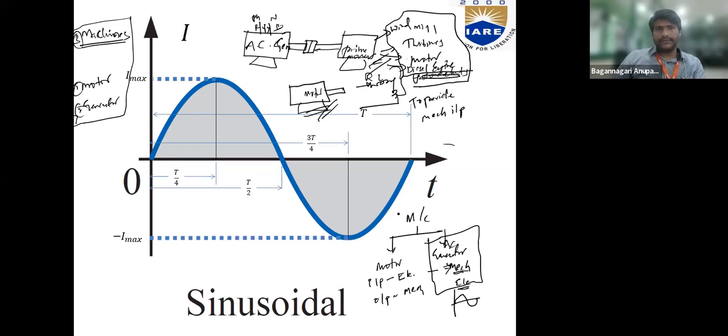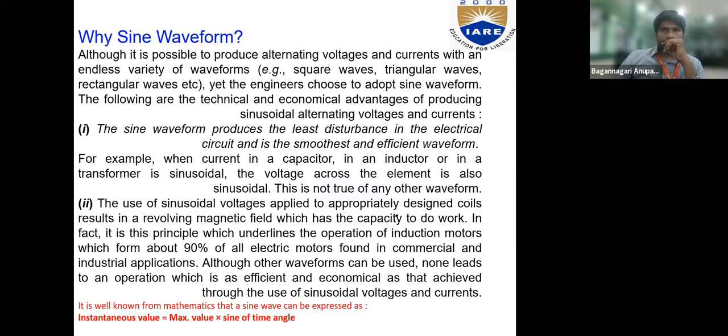What is the need for only a sinusoidal waveform? Why are we so particular about it? We can produce alternating waveforms in different shapes: square wave, triangular wave, rectangular waves, and so on. We can produce them in any form.